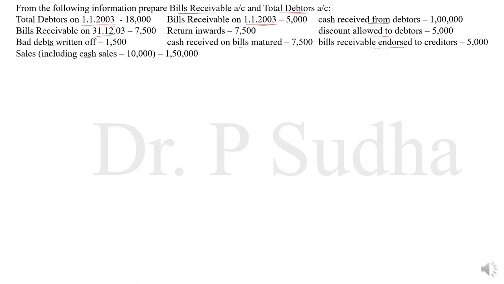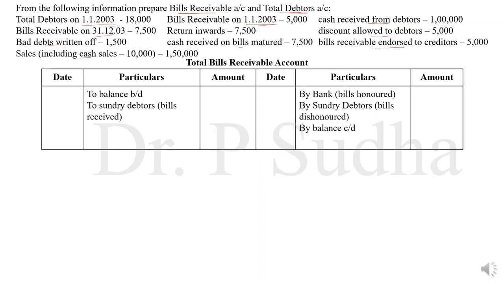Okay. So now we are preparing bills receivable account. I have taken the format which I have taught you in the previous slide. In the bills receivable, it is an asset account. So opening balance, we are recording it in the debit side. What is the opening balance? See, bills receivable on 1/1/2003 is 5,000 rupees. So I am writing 5,000 rupees in the amount column. Then bills received, that is total value of bills received during the year, that is not there in the question. That is the missing information.